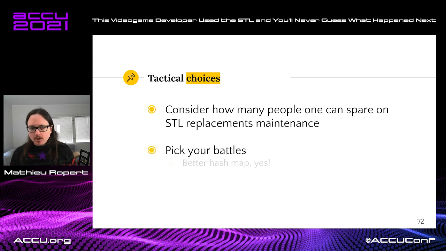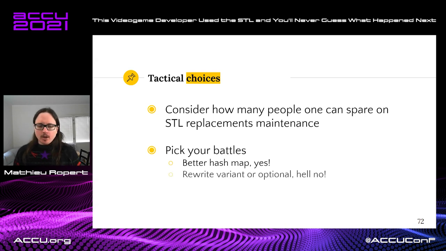So pick your battles. A better HashMap, yes, you can probably find something good. Rewrite variant or optional? No, don't do it. Don't even try. If I replaced my company interview test by implement me optional, I don't think I would hire anybody. Because it turns out something as trivial looking as optional has a lot of corner cases that you can get wrong. So yeah, pick your battles.